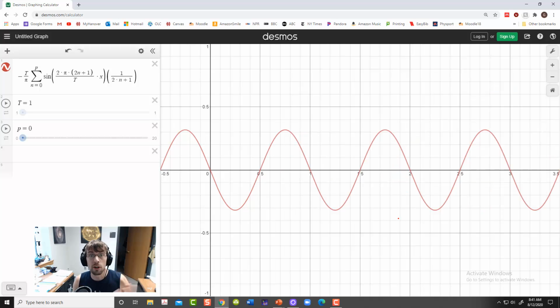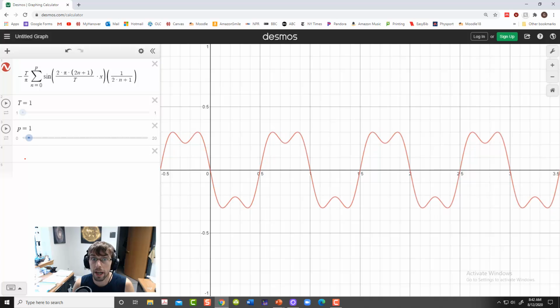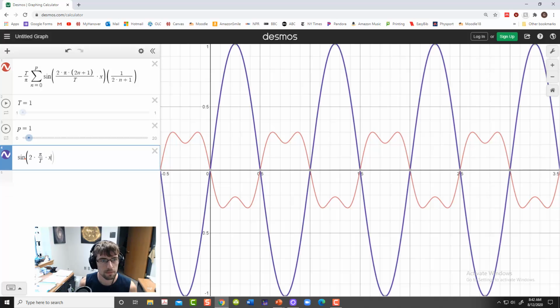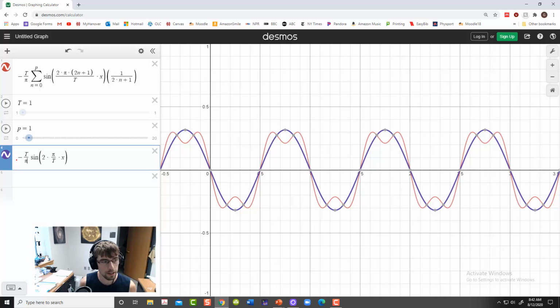So notice when p is equal to 0, I'm doing my summation from 0 to 0, so I have one single term, the sine wave. And you notice that it doesn't have an amplitude of 1, but it's slightly less than that. That's the effect of that 1 over pi out front. We add in an extra term. Now we're adding another sine. This is sine of 2 times pi divided by T times x, with a negative sign in front of it, of course, T divided by pi.